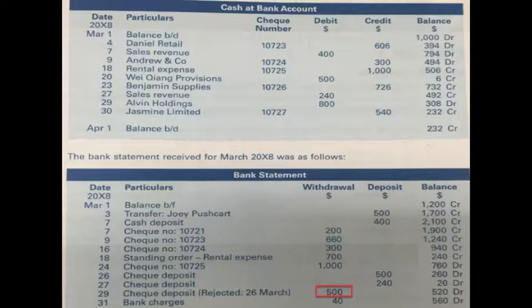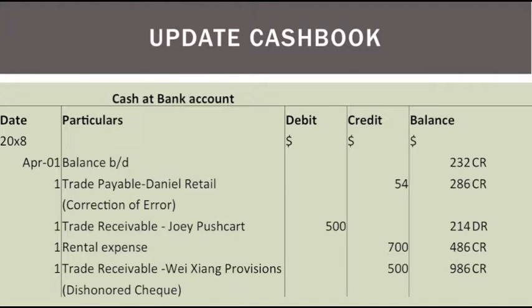And then we see that there is actually a check deposit that was actually rejected. There's a withdrawal of $500 then. Okay, because this is a dishonored check, we have to capture this dishonored check, this so-called withdrawal, in our cash book as well. So in order to update our cash book, this reduction in our cash at bank, we will credit our cash at bank $500, giving us a balance of 986 credit. Okay, this is because of our trade receivable Weixiang Provisions. That's why we write it in our particulars. And this is actually a dishonored check.